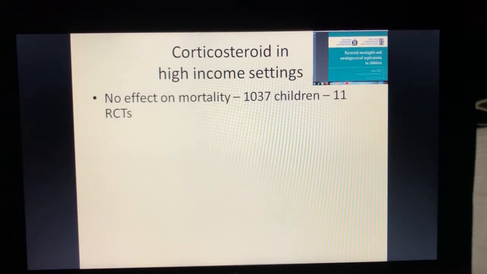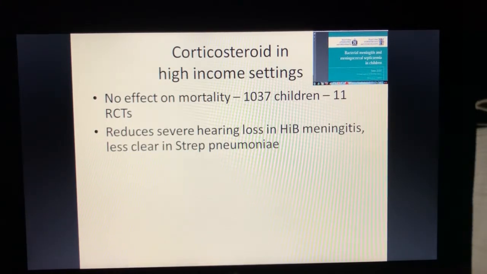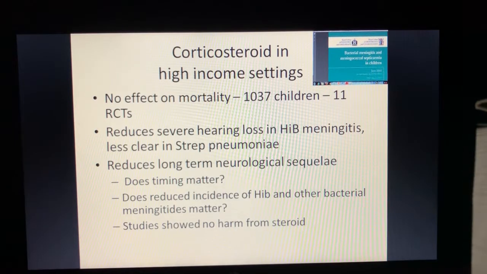NICE have reviewed 1,000 children in 11 randomized controlled trials and showed no effect on mortality. It does, however, appear to reduce severe hearing loss in Hib meningitis, but the evidence is less clear in Streptococcus pneumoniae, conversely to what is seen in adult patients. It certainly appears to reduce long-term neurological sequelae, and there's a question of whether the timing of the dose, in terms of before or after antibiotic, is an issue.